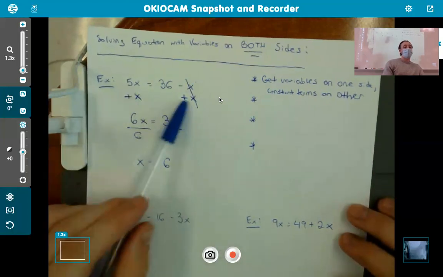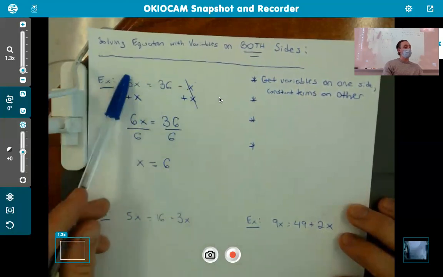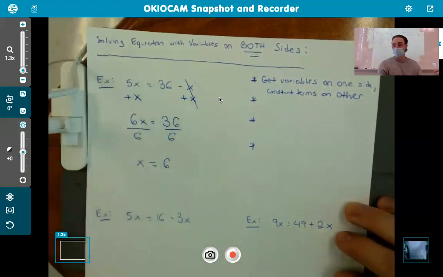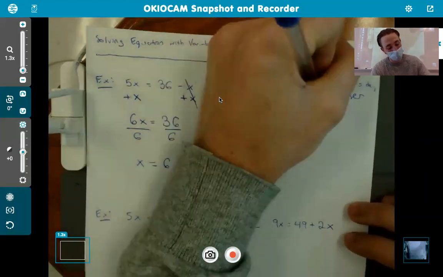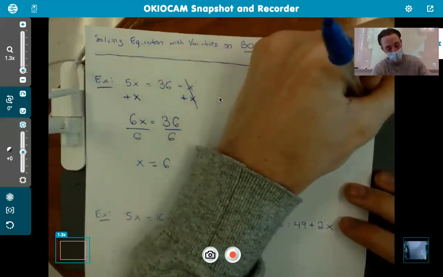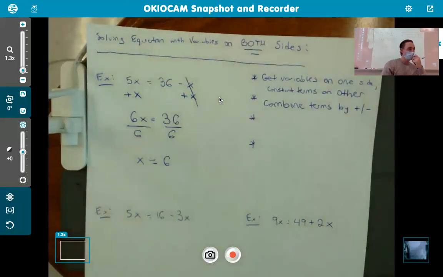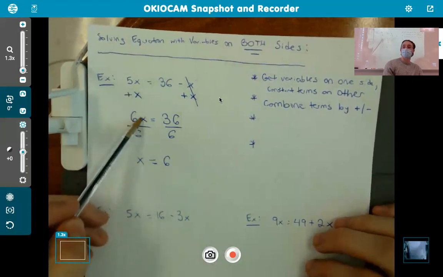So then when we add, these are going to eliminate, but we combine like terms on this side, between the 5x and the positive x. So we're going to combine terms by addition or subtraction, right? So we had the 5x plus the x, so that's my combining terms step.